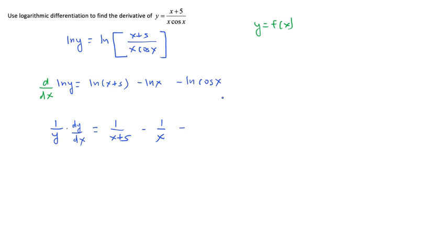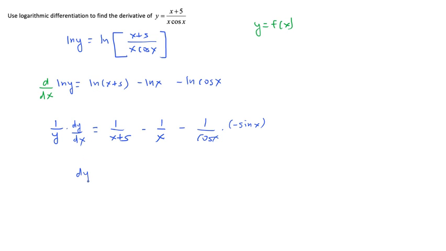Here, what is the derivative of ln of cosine of x? Well, it's 1 over cosine of x times, by the chain rule, the derivative of cosine of x, which is negative sine of x. Of course, we can simplify that. Sine over cosine is just tangent of x. Also, this is not the final answer, because we haven't solved for dy/dx.